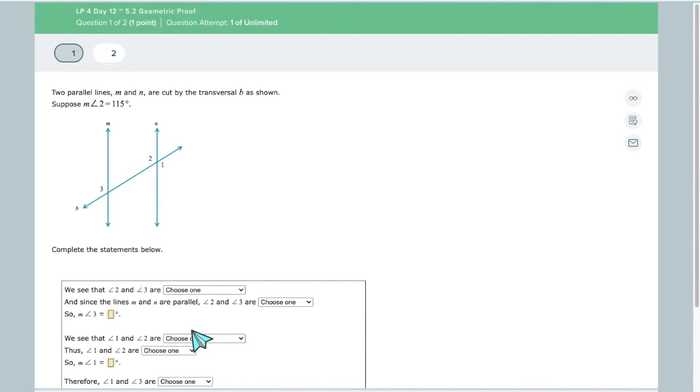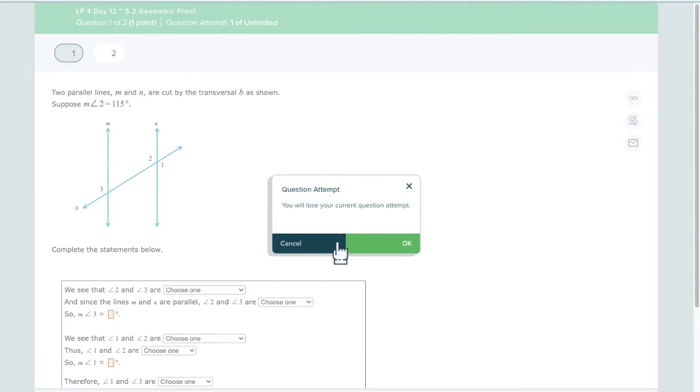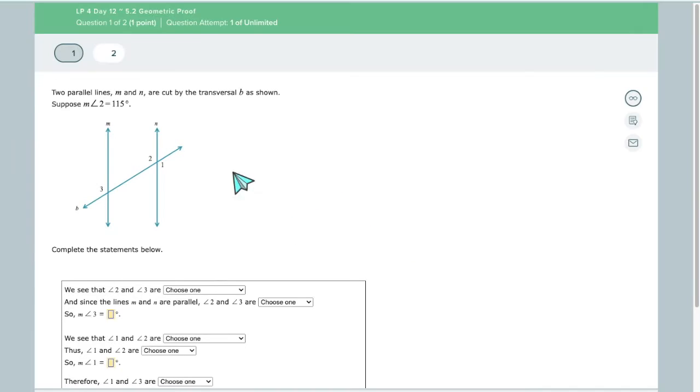On the side here, we have explanation, example, and message center. So explanation tells you you're going to lose your current question attempt because it's going to literally give you the solution to this question. So you don't get the solution and then get to come type it in. You're going to have to come in on another attempt and try again.